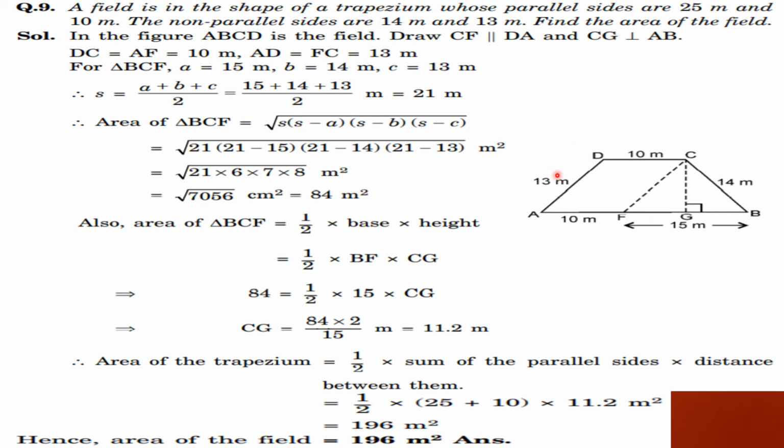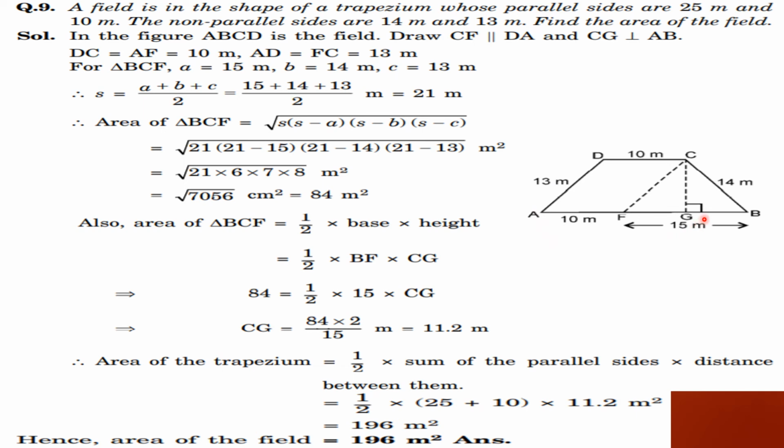Let us draw a rough diagram for this question. Let us assume that ABCD is a trapezium. In this trapezium, we are labeling the measurements. AB length is 25 meters, and the parallel side length is 10 meters. Then the non-parallel sides are 13 meters and CB, that is 14 meters. Understood this part, my children?